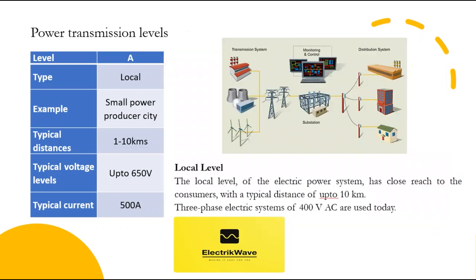This is a local level power transmission. The local level, level A, of the electric power system has close reach to the consumers, with a typical distance of up to 10 kilometers. Three-phase electric systems of 400 VAC are used today.